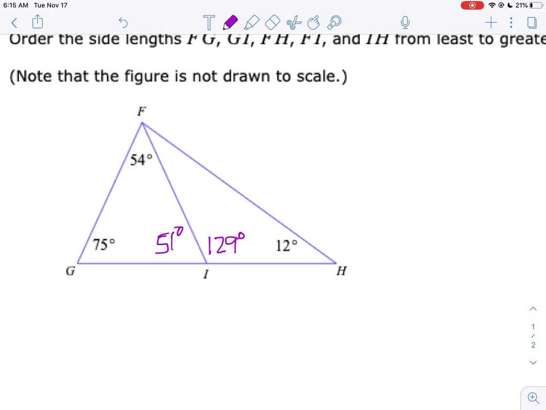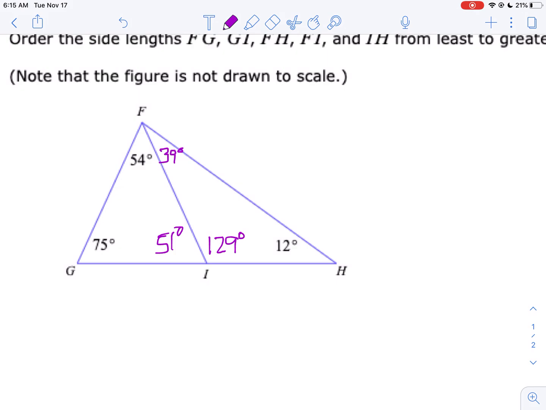Then I'll use my exterior angle theorem, because I know 51 equals angle H plus angle HFI. So I take 51 minus 12, and I get 39 degrees. So first you have to fill in your angles.